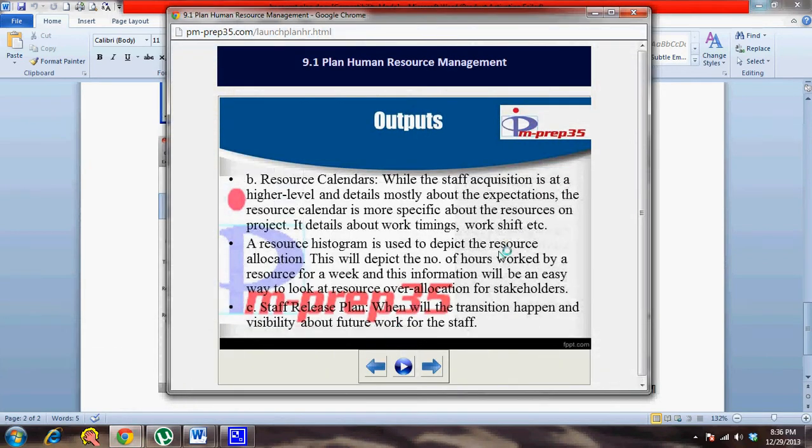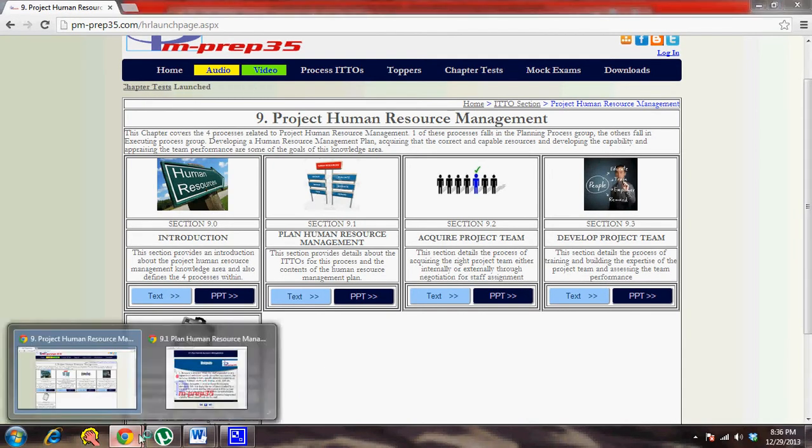A resource histogram is used to depict the resource allocation. This will depict the number of hours worked by the resource for a week, and this information will be an easy way to look at resource over allocation for stakeholders. So you can look at it from a day perspective, number of days they will be working, as well as you can plot your resource hours on a weekly basis. So if there is over allocation, for example more than 40 hours, then the resource histogram is the best place to look at, and then you can do a resource leveling. So that's one important, very useful aspect of the resource histogram.